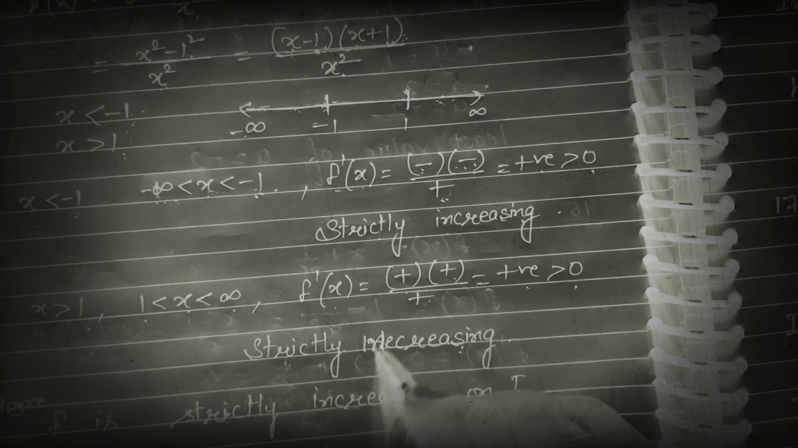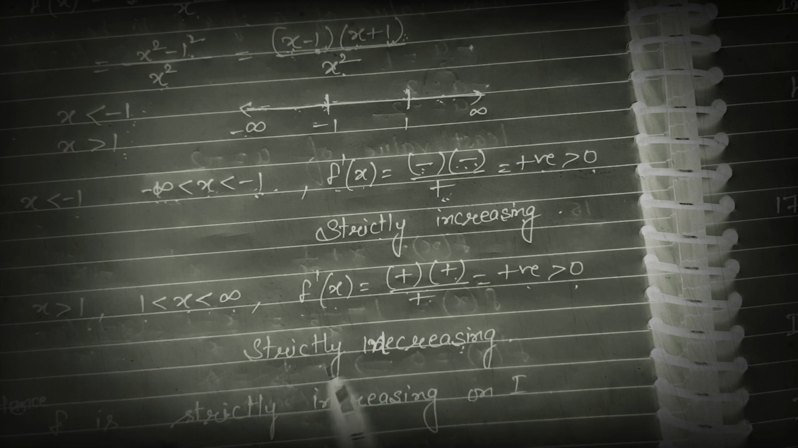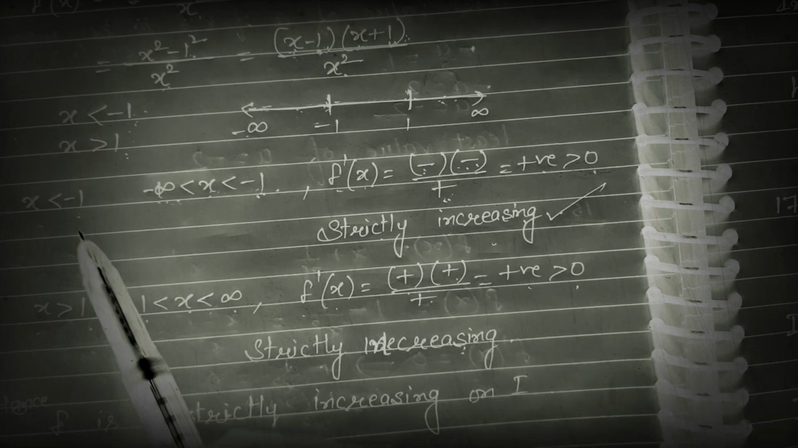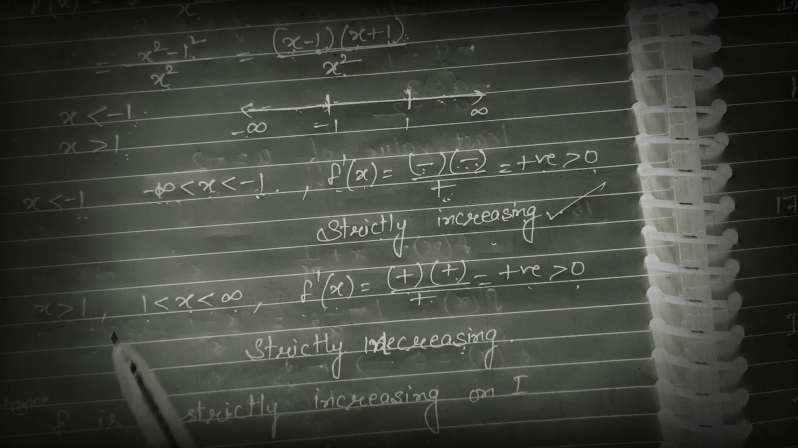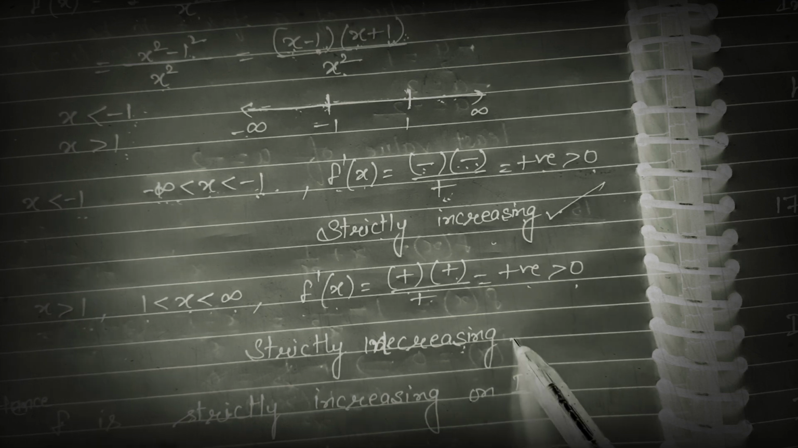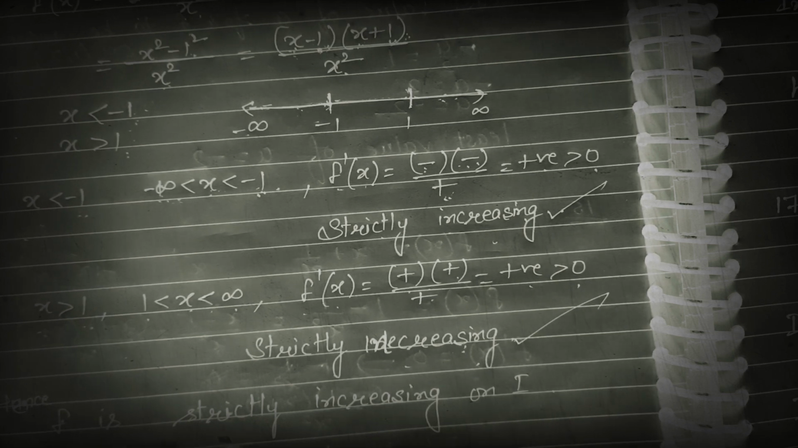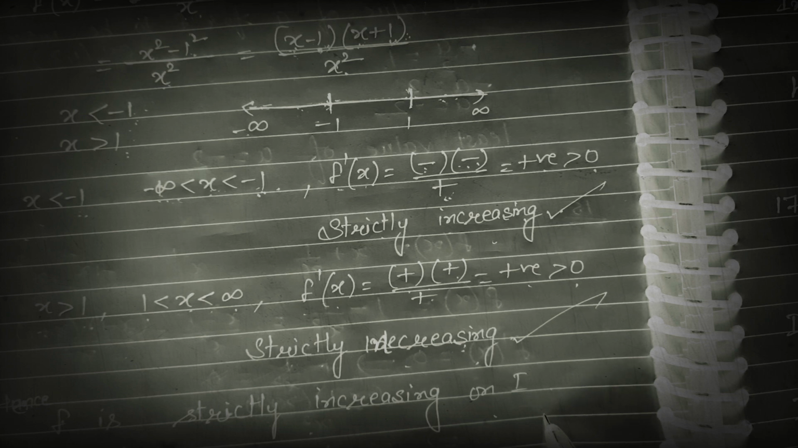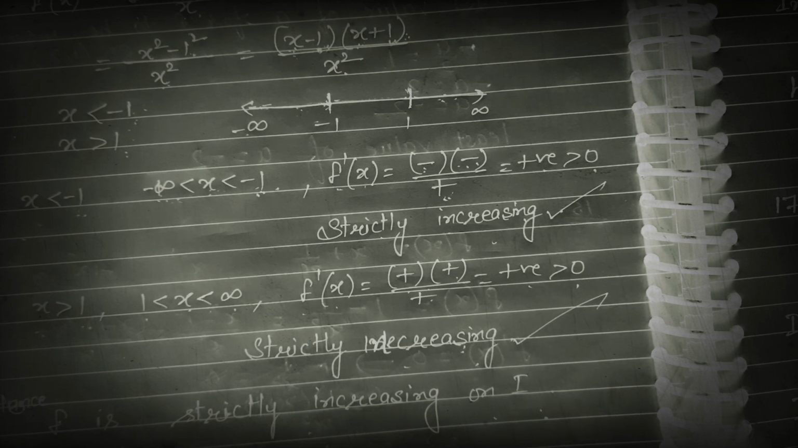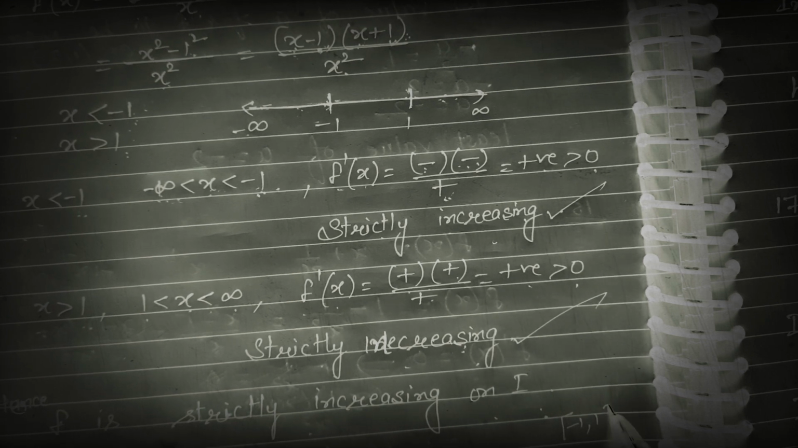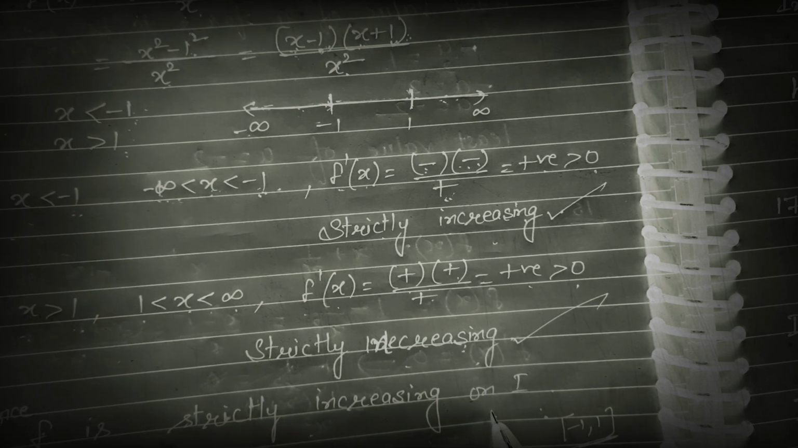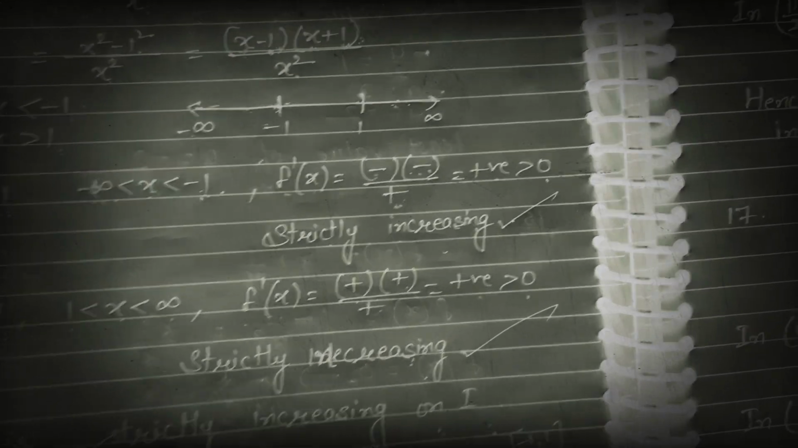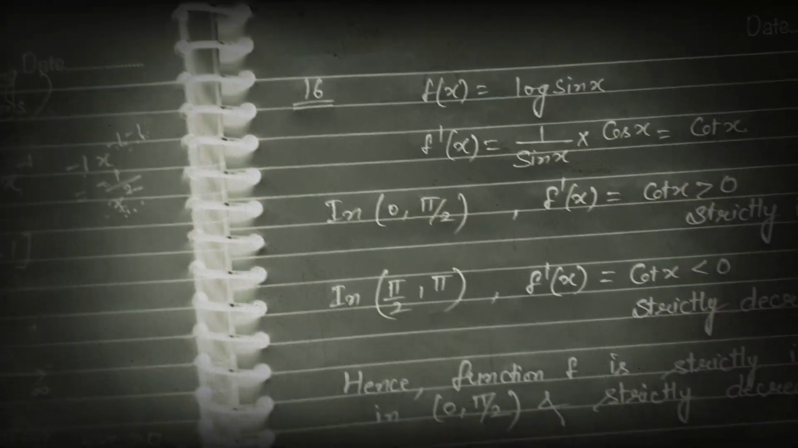So that means the function is strictly increasing when x is less than -1, and if x is greater than 1, the function is strictly increasing. So f is strictly increasing on I, where I is the interval disjoint from -1 to 1. Excluding this, on everything else it is strictly increasing. Hence proved. Now come to question number 16.